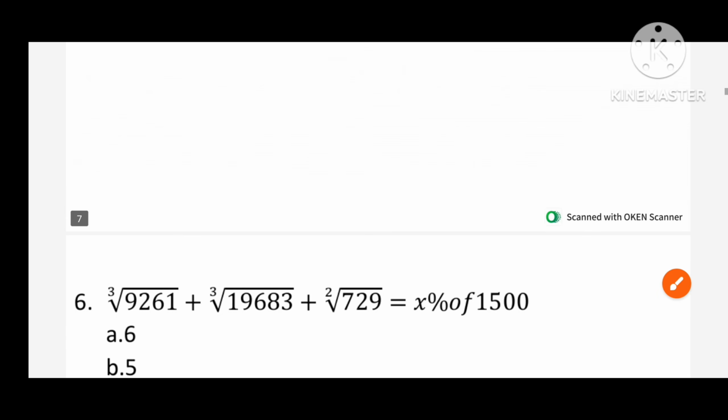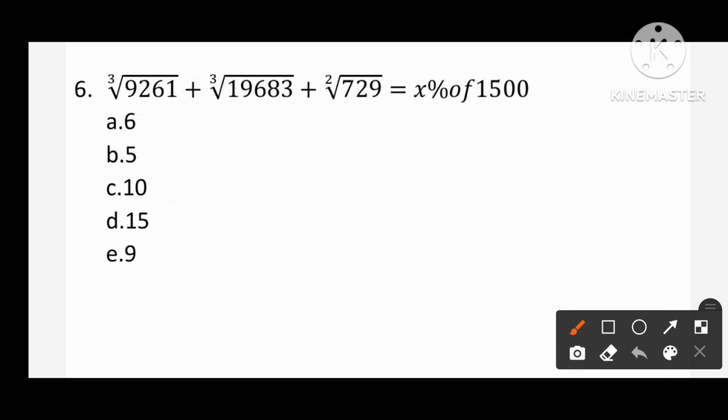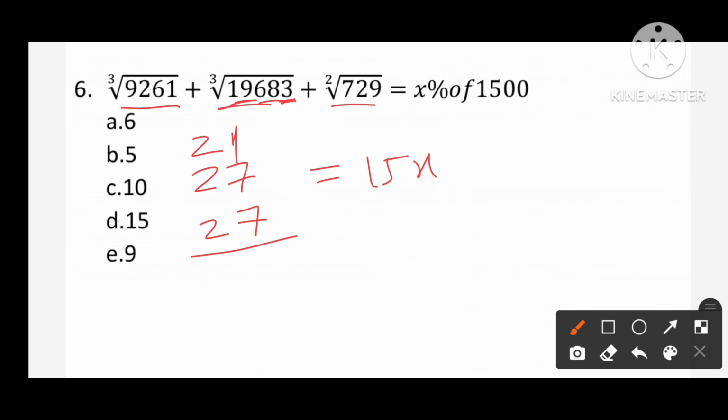Next, question number 6. This is the cube value of 21. The unit digit is 3, which means the unit digit is 7, leaving 3 digits 19. The nearest cube is 2 cube. So 27 is this value. This is the 27. So the whole equals 15x. Here we have 14, 15, 75, 15 5 times. So x value is 5. Option B is our answer.